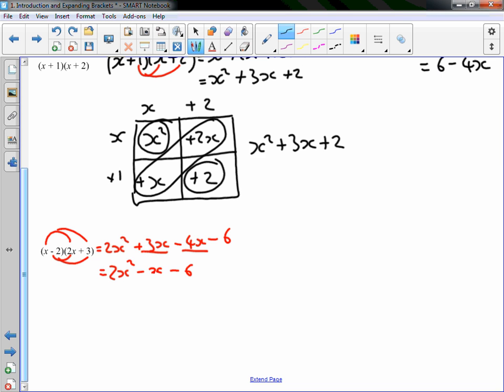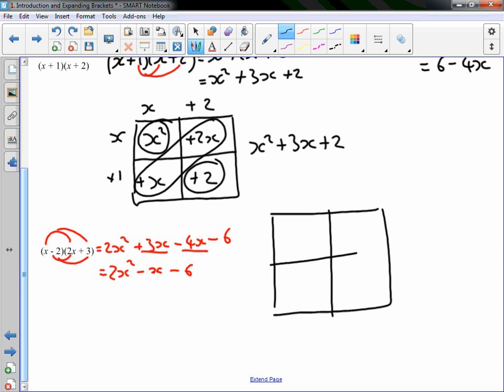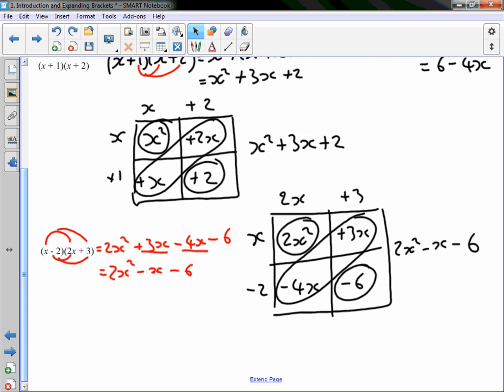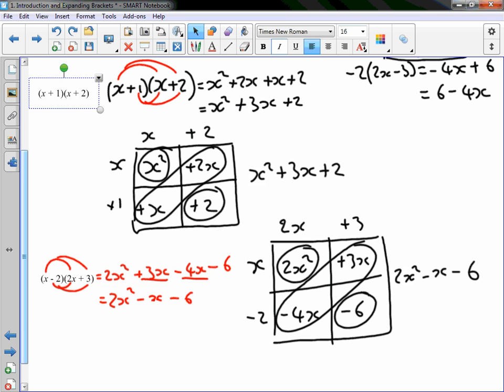And similarly, I can draw myself a rectangle, x minus 2. So again, with this strange concept of negative lengths, 2x plus 3, 2x squared plus 3x minus 4x minus 6. So once again, I get 2x squared minus x minus 6.